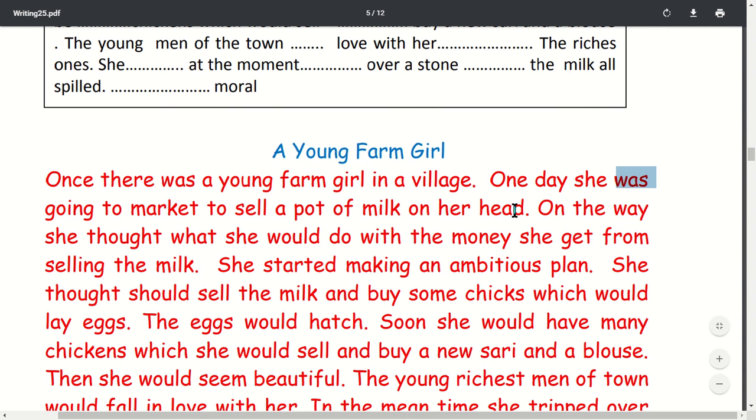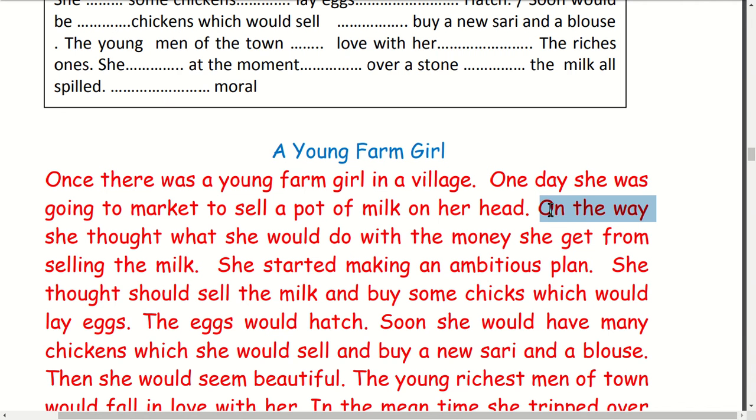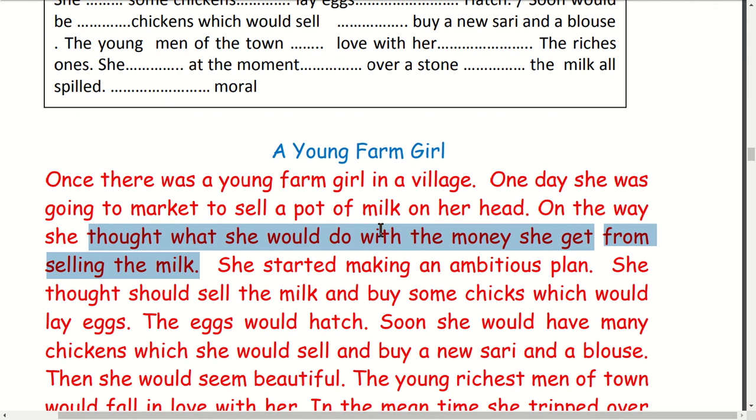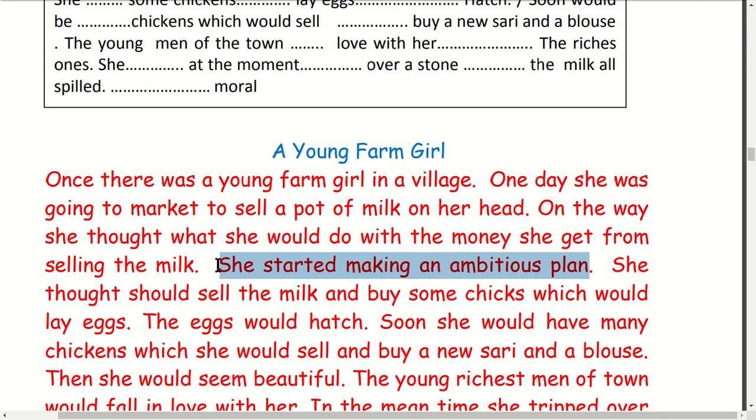Okay, she sold a pot of milk on her head. On the way, while going on the way, she thought what she would do with the money she would get from the milk, from selling the milk. What would she do with the money? She started making a plan, an ambitious plan, a very high plan. Was it difficult to achieve? She thought about a high goal which is difficult to achieve, like this plan here.